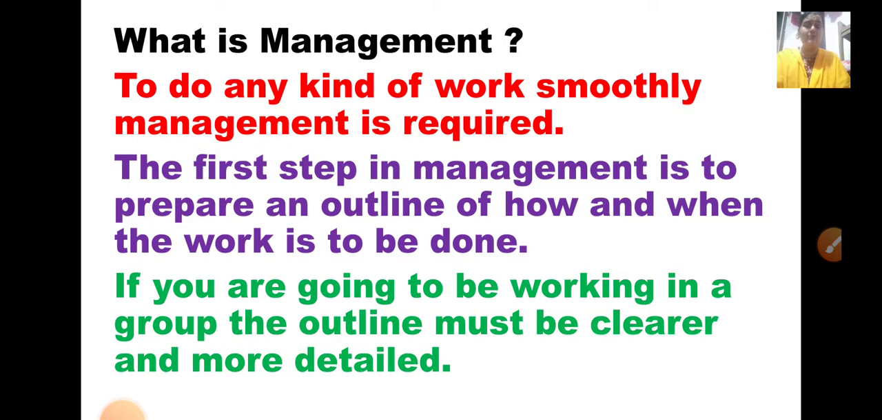What is management? To do any kind of work smoothly, management is required. Yes, children. Suppose your parents have given you a particular task, okay? Like you have to complete your homework, you have got all the subjects' homework and they have given you a time. They have just told you that you have to complete this homework within 3 hours. So now you will start thinking, how will I complete all my subjects' homework in 3 hours?